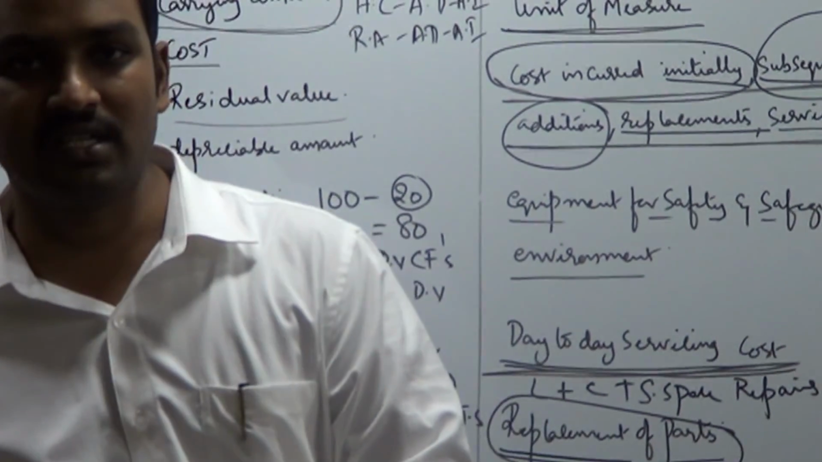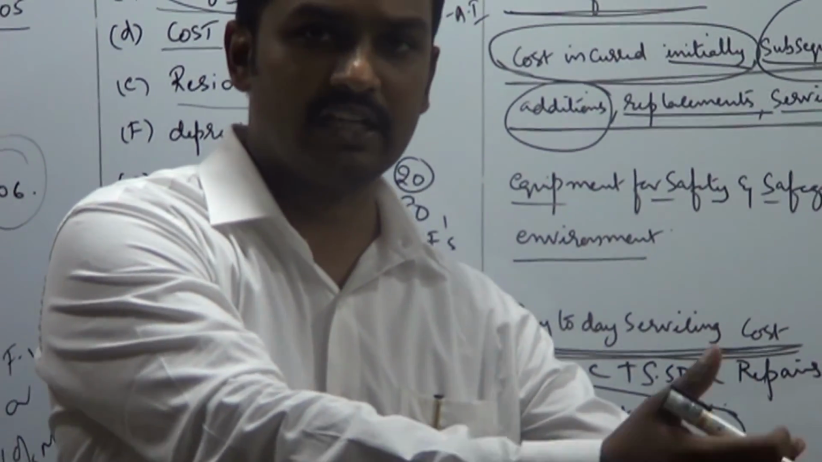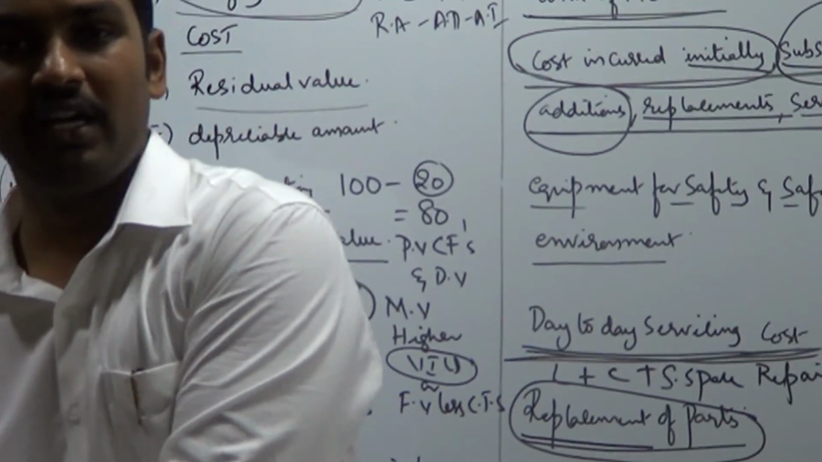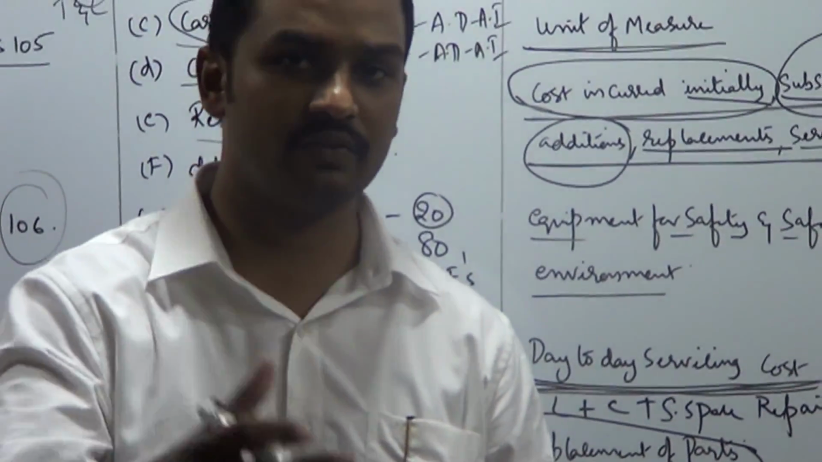So in such case, what the standard says is, find out what is the WDV, or what is the carrying amount of the old seats, remove it from the cost of the asset, and include the cost of new seats as part of the cost of the asset. So this is the prescription of the standard.